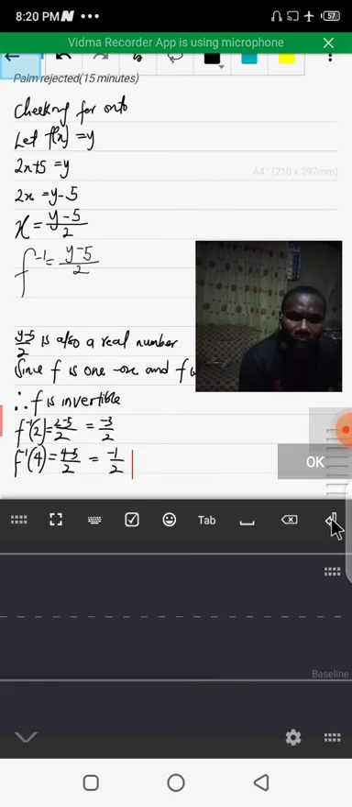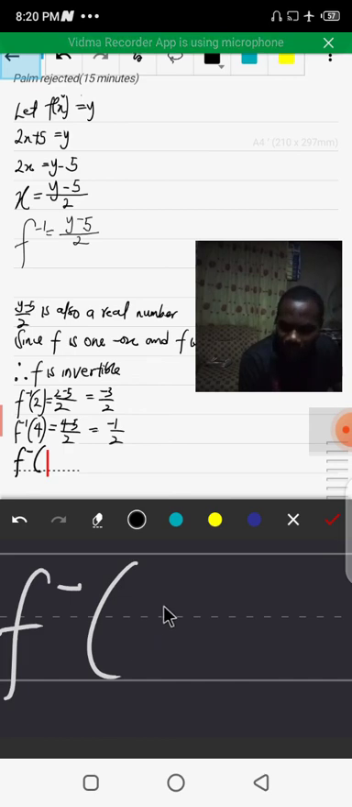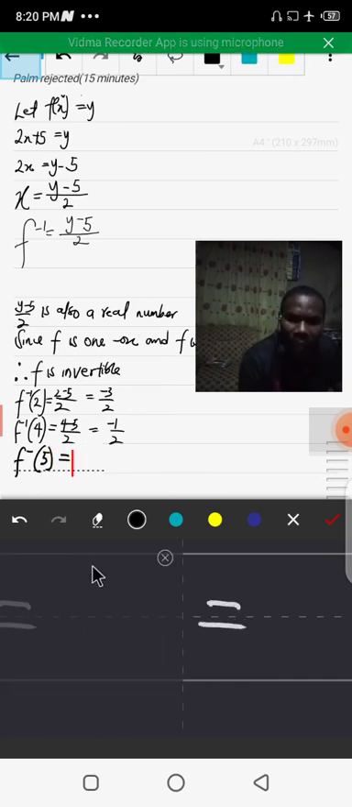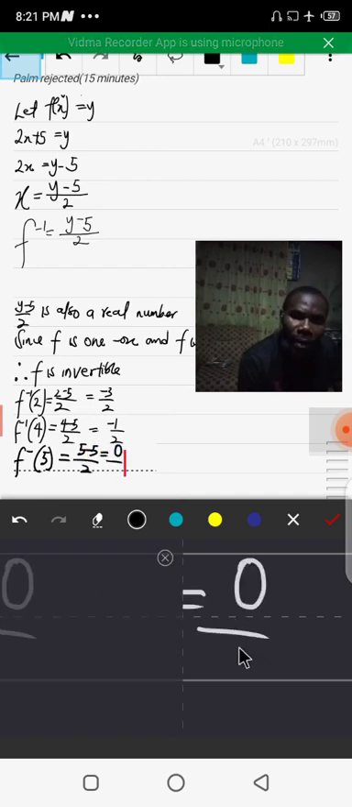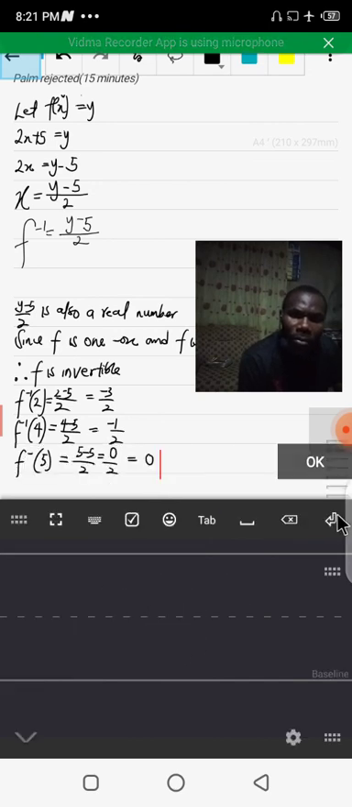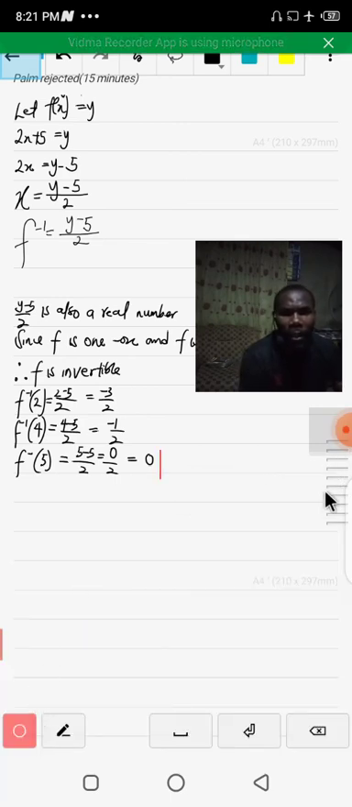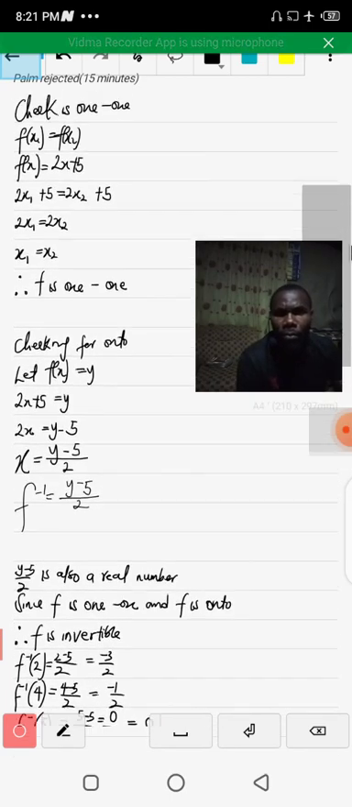Therefore, the last one, when the value is 5, we have 5 minus 5 over 2, which is equal to 0 over 2, so the final answer is equal to 0. That is the proving, and that is the answer for the question. We are able to see it. We proved how f is invertible, and we also proved the remaining ones.